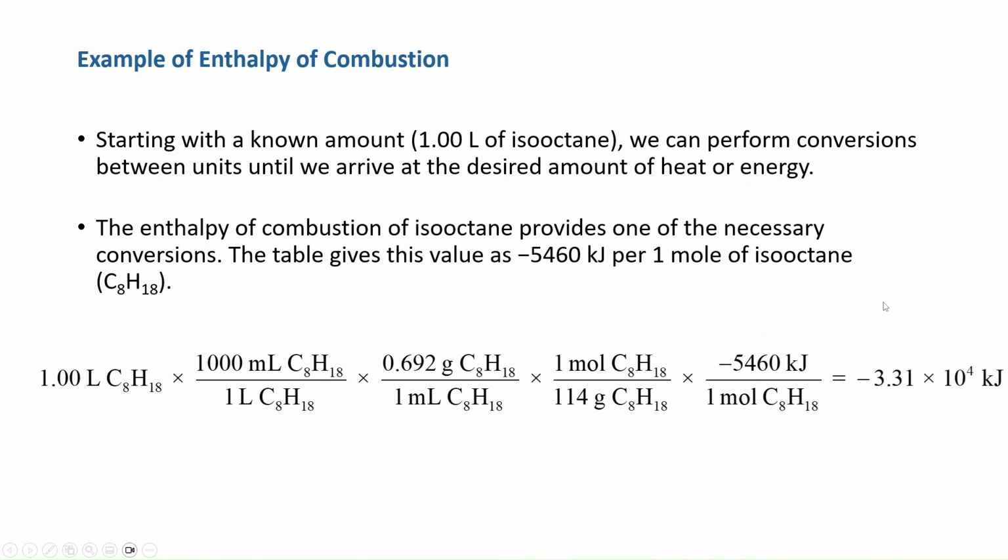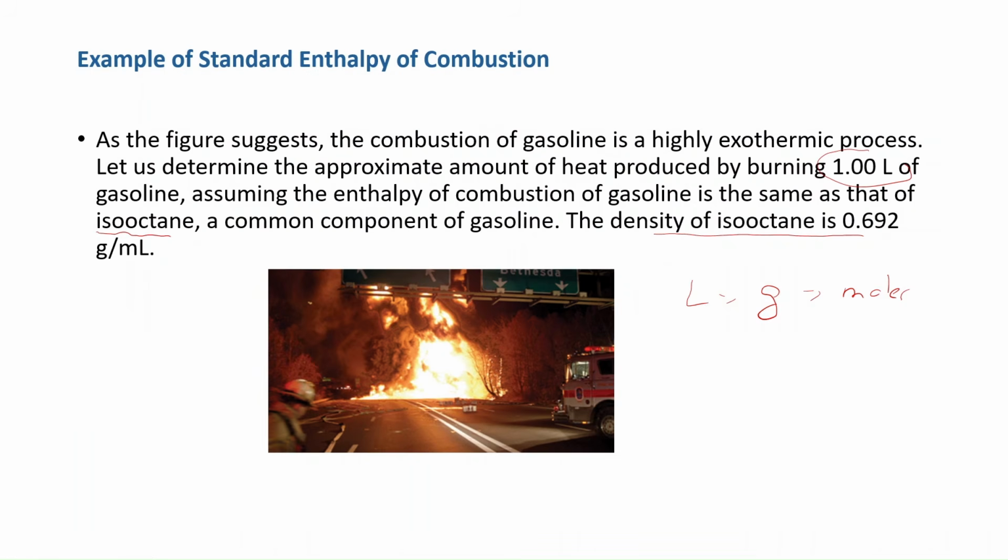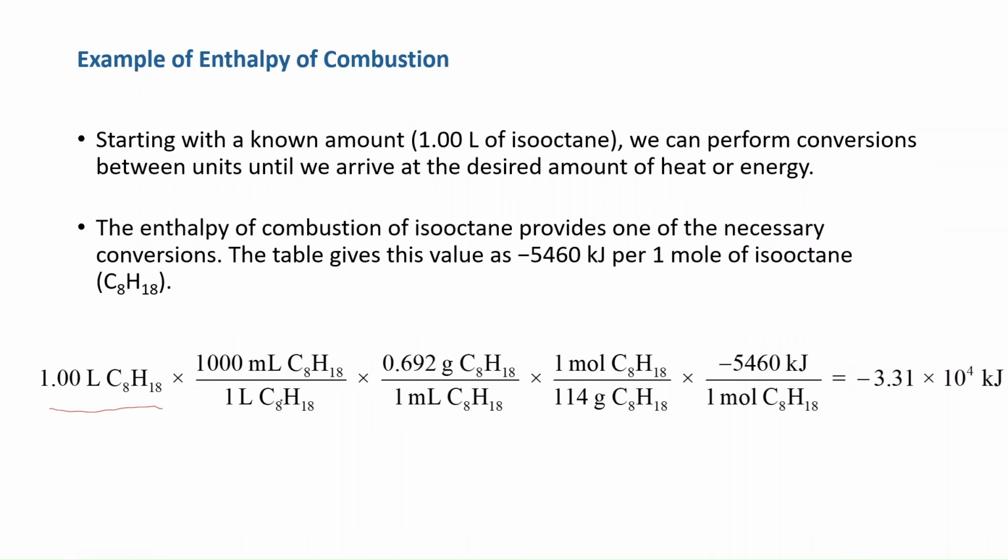So here you have the liters of, we are just going to call it isooctane. You have to change it to milliliters. Why? Because the density is in grams per milliliter. So you have to change your liter to milliliters. Now liters and liters cancels out. So we have milliliters of isooctane. Using the density, we can change it to grams. Milliliters and milliliters cancels out. This was given to you.